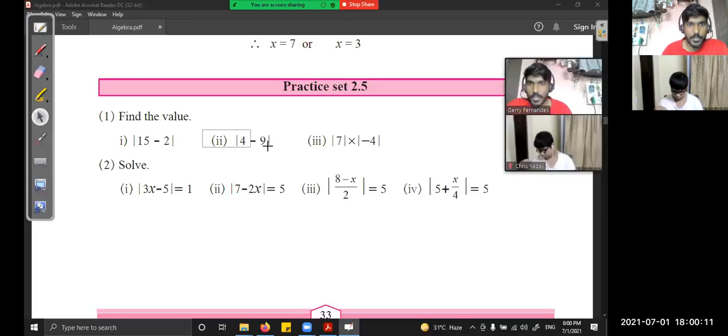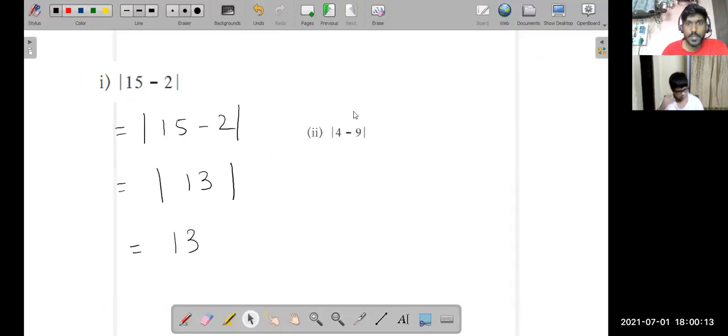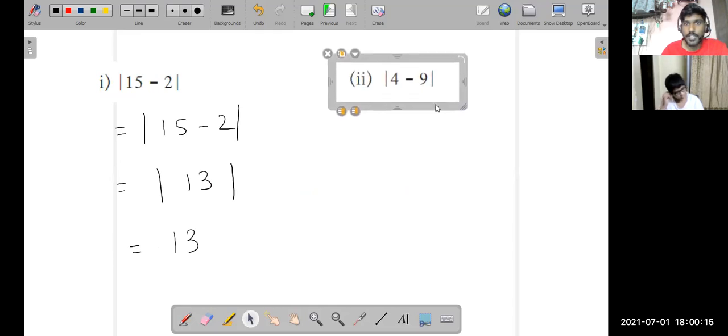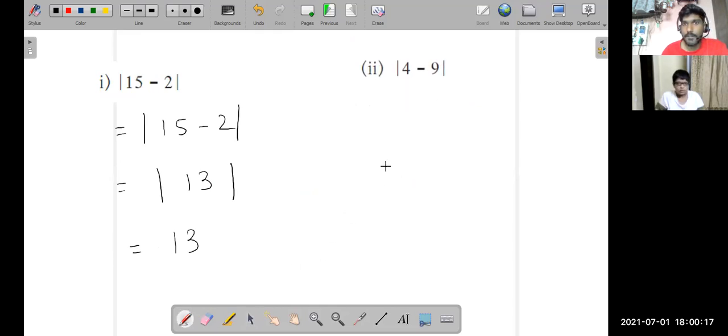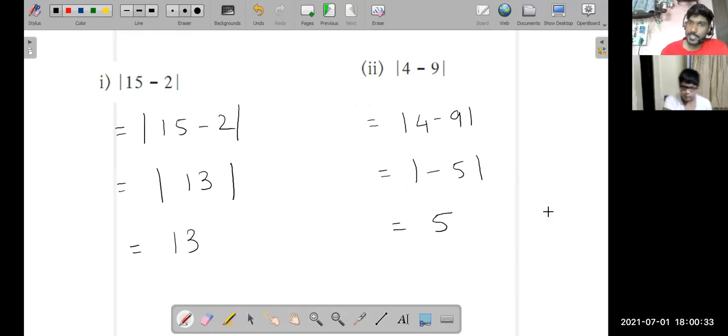Okay, let's see the second one. Mod of 4 minus 9. How much is 4 minus 9? Minus 5. When we take the absolute value, negative changes to positive. So it is 5. Clear? Yes, sir.